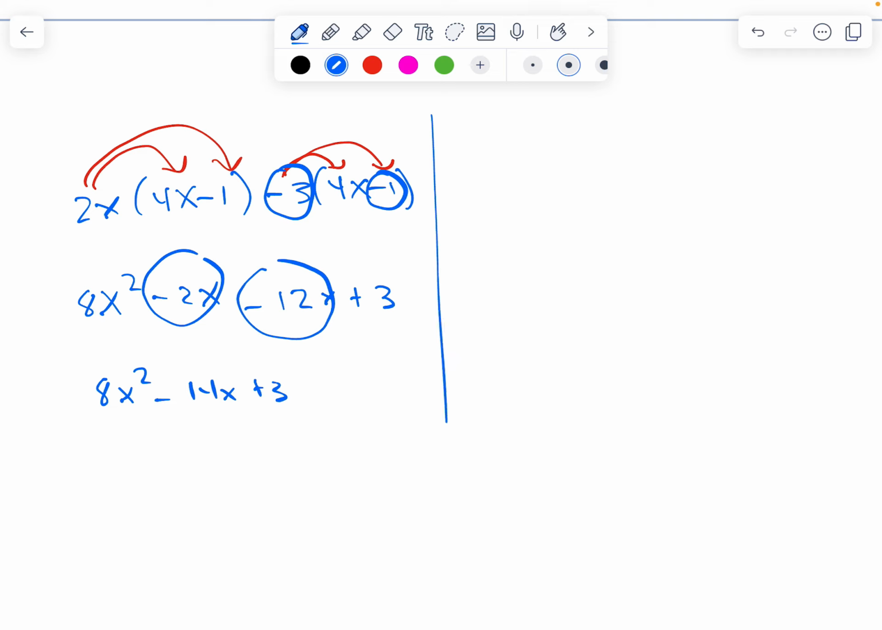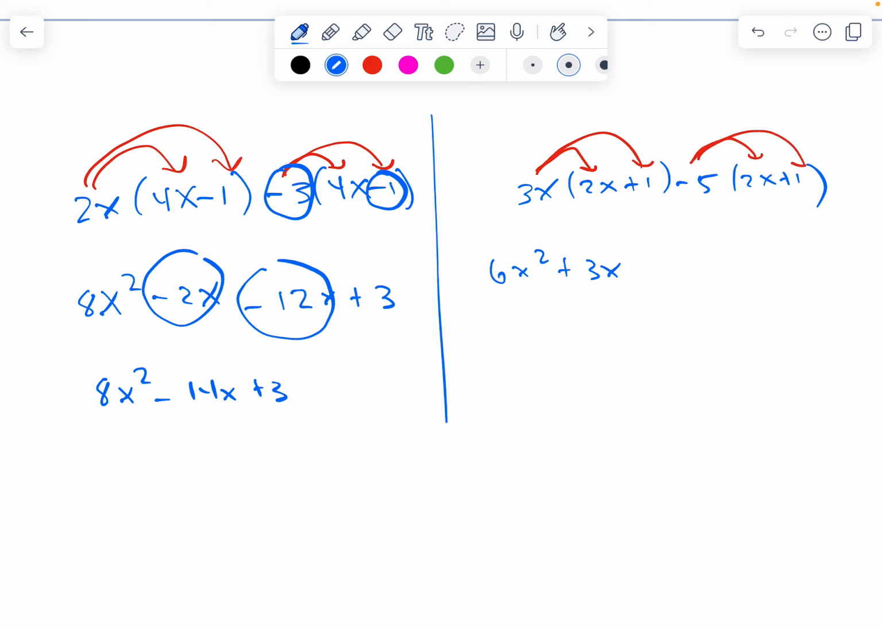All right, let's try this one. We got 3x times (2x plus 1), minus 5 times (2x plus 1). Go ahead and pause the video, give this one a try. All right, distributive property right here is going to give you 6x squared plus 3x. Distributive property here, negative 5 times positive 2x, and then negative 5 times positive 1, negative 5. Combining like terms, we've got 6x squared minus 7x minus 5.